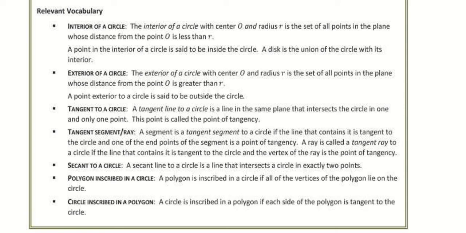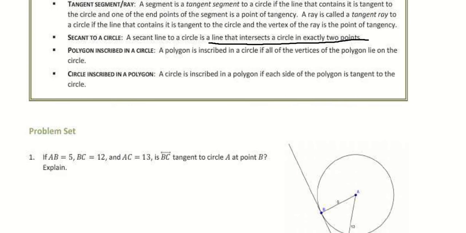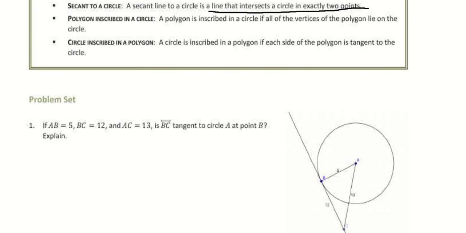Tangent to the circle, remember, crosses through at only one point on the circle. The tangent segment or tangent ray is the set of points that do that. A secant line, remember, is a line, so it goes on forever. Instead of a line segment, it intersects at exactly 2 points. The polygon, remember, has to have its vertices on the circle, and inscribed means that the circle goes through the vertices of the polygon.